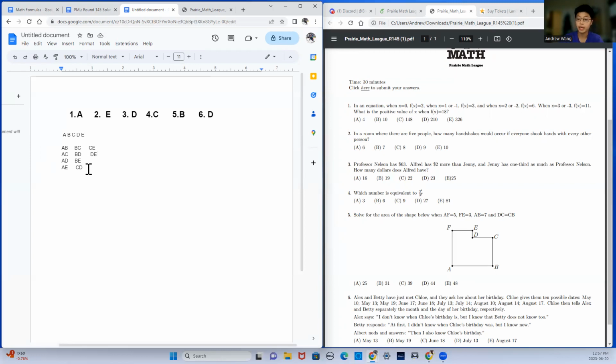If we count up the handshakes that have happened here, we get 1, 2, 3, 4, 5, 6, 7, 8, 9, 10. We get 10 total handshakes. Therefore, the answer is E, 10 handshakes, as I've listed up here. So let's move on to the third question now.